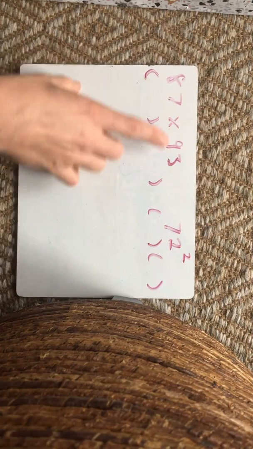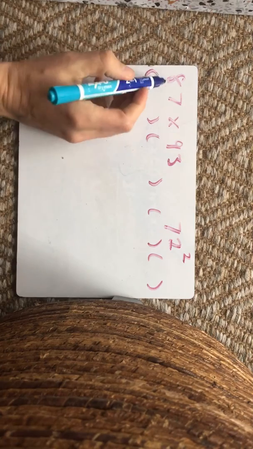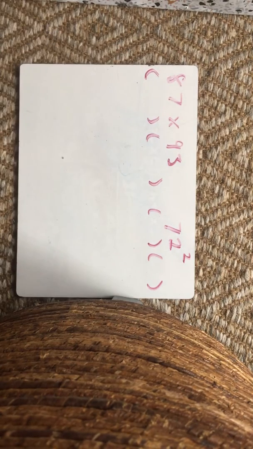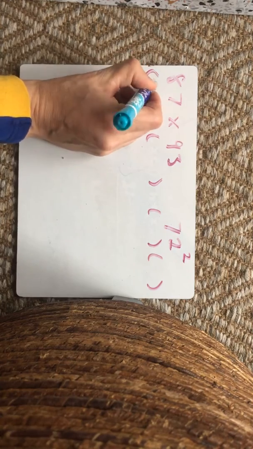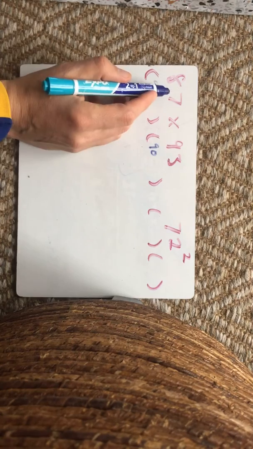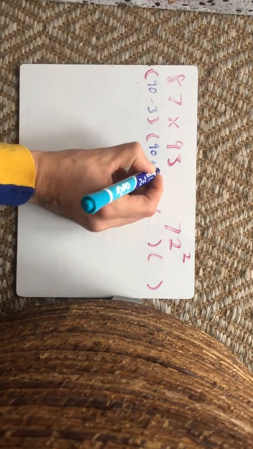So here I have 87 times 93. Since these are two different numbers, what I'm going to do is rewrite these as conjugates. Now remember, in order for them to be conjugates, they have to have the same first numbers and they have to have the same last numbers. So for example, 87 and 93 are both close to 90. So I'm going to make both the first numbers 90. Now 87 is 90 minus 3. 93 is 90 plus 3.